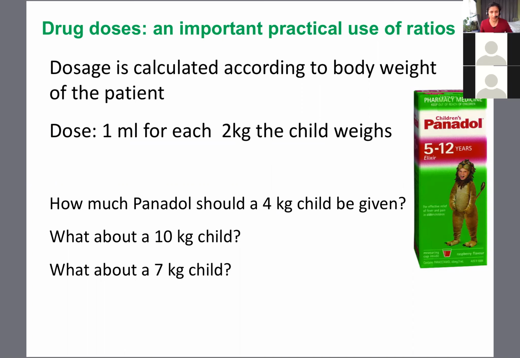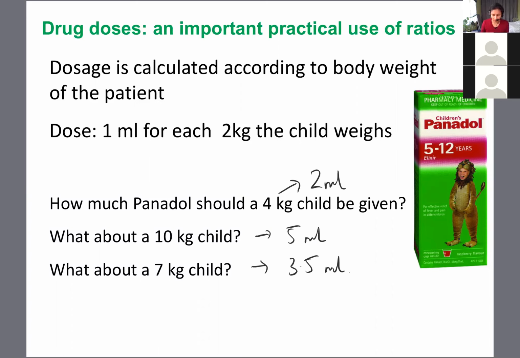So if we know that it's 1 ml for every 2 kilograms of body weight, then I hope you can work out for yourself, and I'll just write the answers here on the screen, that a 4 kilogram child is going to need 2 mils of Panadol, a 10 kilogram child is going to need 5 mils of Panadol, and a 7 kilogram child will be 3.5 mils. Okay, so that's an example of reasoning proportionally.